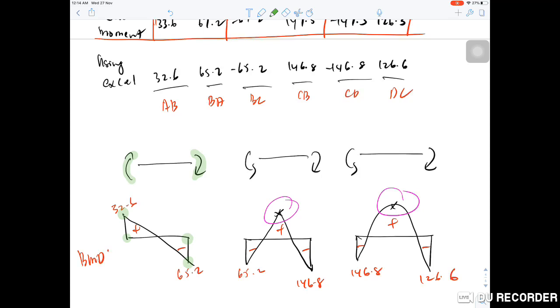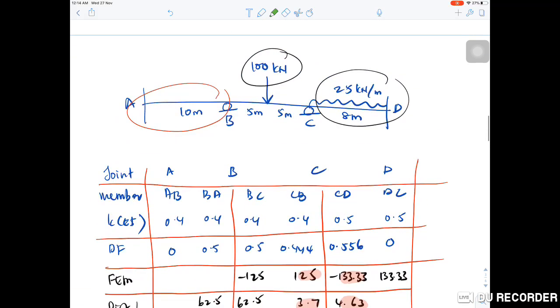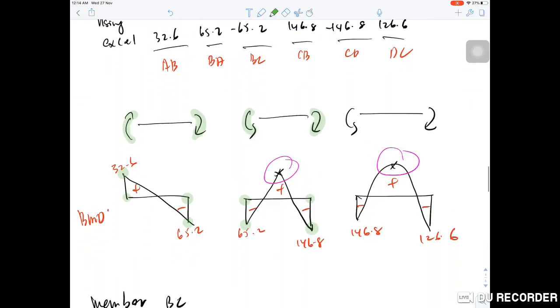For member BC and CB, since the moments rotate negative and positive, this is the point. Okay, start from 0 and end at 0. However, since along member BC there is a point load of 100 kilonewton, there is a maximum moment here that we can only get the value of from the shear force diagram. However, if we just want to draw the shape of the bending moment diagram, we may also draw just like this.